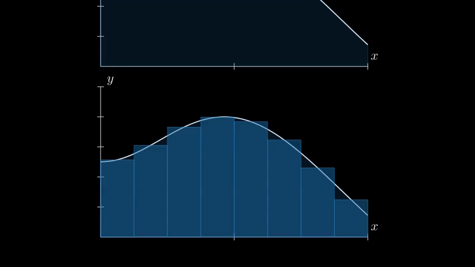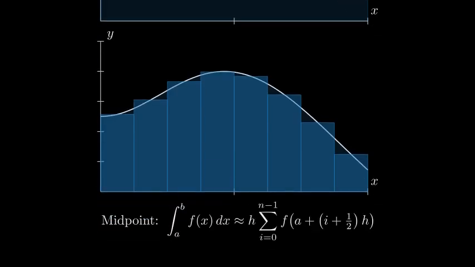We divide the interval into equal panels, and on each panel, we draw a rectangle whose height is the function at the midpoint. The sum of the rectangle areas approximates the integral. The midpoint formula is h times the sum from i equals 0 to n minus 1 of f of (a plus (i plus 1/2) times h).